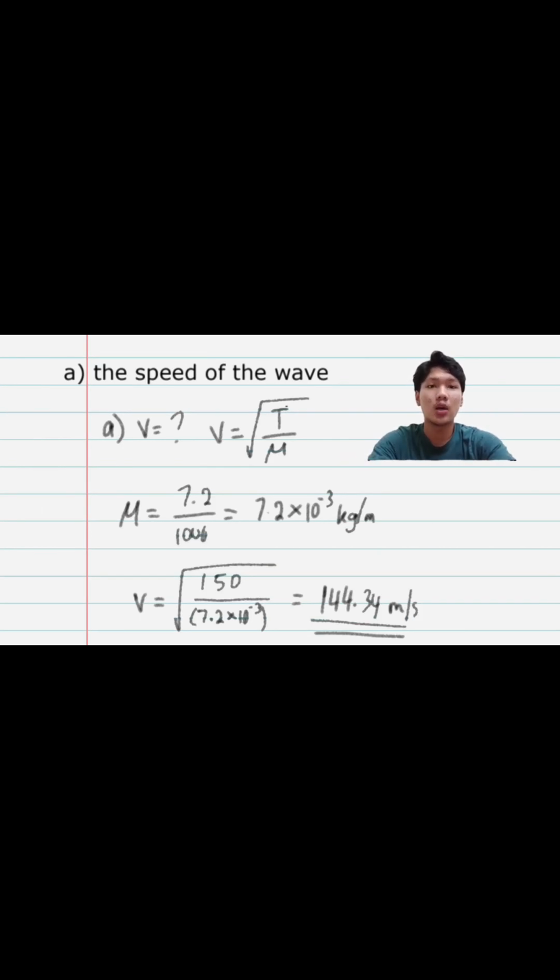Before we do anything, we need to remember to convert them to SI units. For example, the M given in the question is not in SI units, so we'll convert it into kg per meter by dividing by 1000, and we'll get the value 7.2 times 10 to the power of negative 3 kg per meter. Then we insert the values into the formula. V equals the square root of 150 over 7.2 times 10 to the power of negative 3, and we get the final answer of 144.34 meter per second.